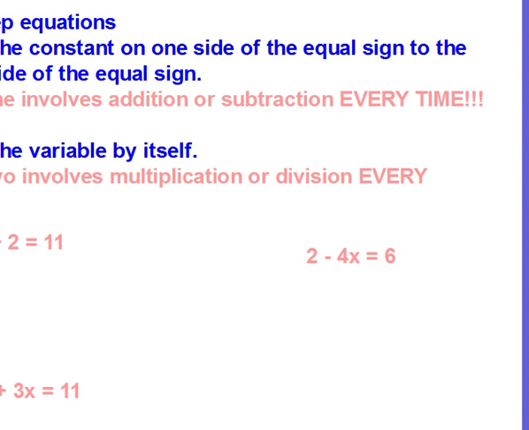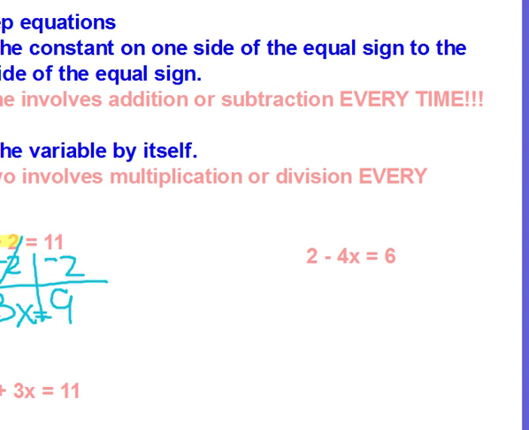Okay, so the first step involves addition or subtraction every single time. So if I look right here, we see plus 2, and the opposite of plus 2 is minus 2. So if I do that on one side, I'm going to do it on the other side. And do you see how if I subtract 2, this goes away, and if I bring it over here, it's hanging out with its other friend that's a number? So 11 minus 2 is 9. And I'm left with 3x because that just stays there, and I bring my equal sign down.